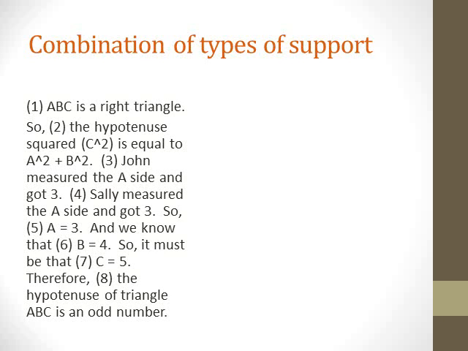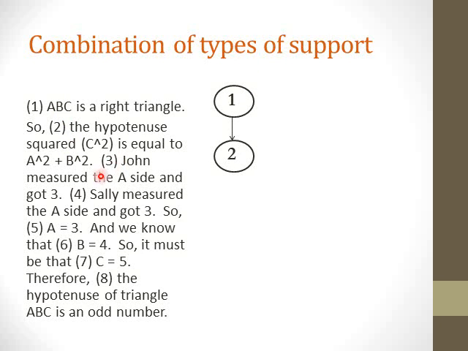Alright, so in order to diagram this, we first locate the conclusion, which is 8, the hypotenuse of the triangle ABC is an odd number, and then we try to go step by step through the rest of these. So let's first start off with 1 and 2. ABC is a right triangle, so the hypotenuse squared is equal to a squared plus b squared. So this is a mini sub-argument. 1 supports 2, which we will represent as follows.